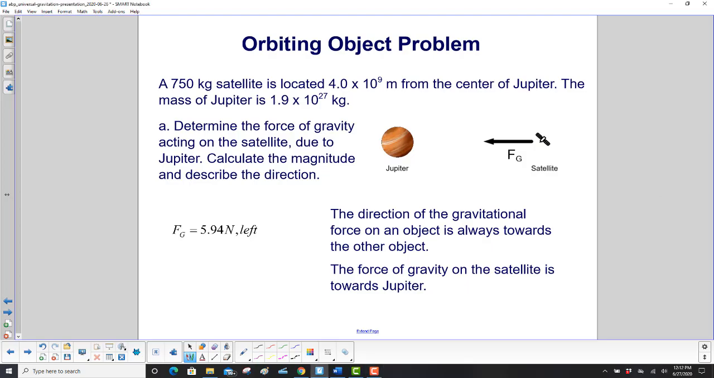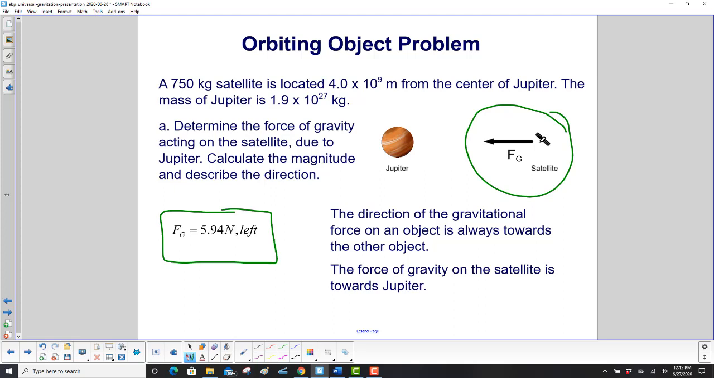Now, what's the direction of that force? Well, Jupiter will be attracting the satellite. Okay, so the direction is to the left, and the magnitude of the force, the gravitational force, is 5.94 newtons.